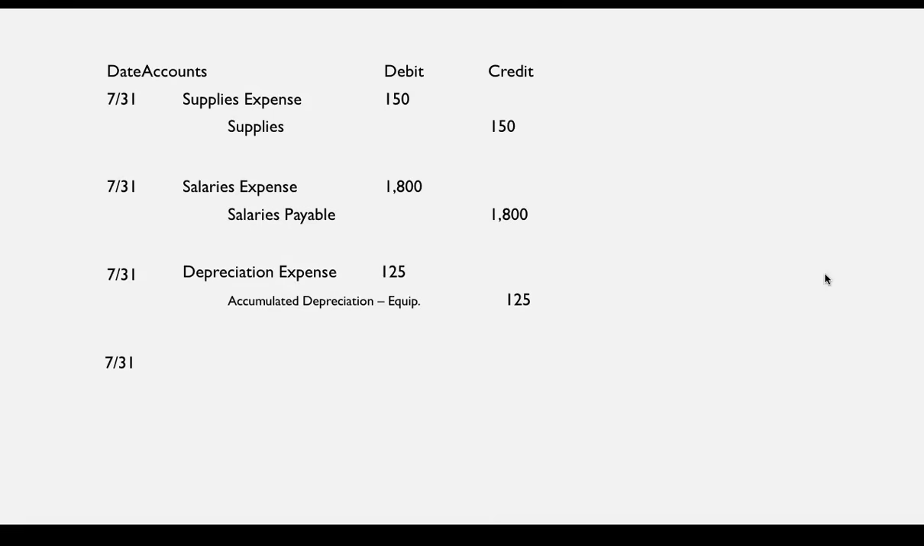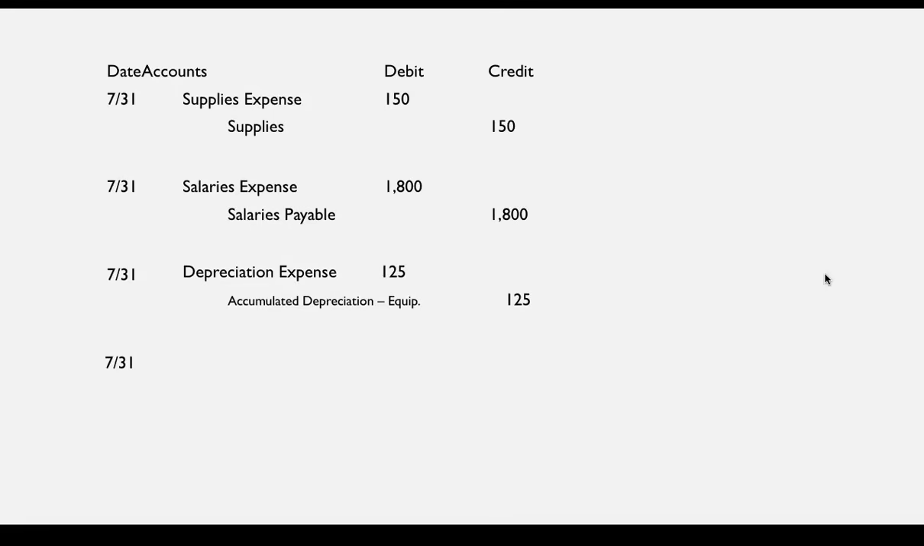Our fourth adjusting entry here, $8,000 of unearned revenue remains unearned at the end of the month. So we initially had $10,000 worth of unearned service revenue. Now, at the end of the month, $8,000 of it remains unearned, which we can flip around and say that we've earned $2,000 of it. So this journal entry needs to show that we have earned $2,000 worth of revenue.